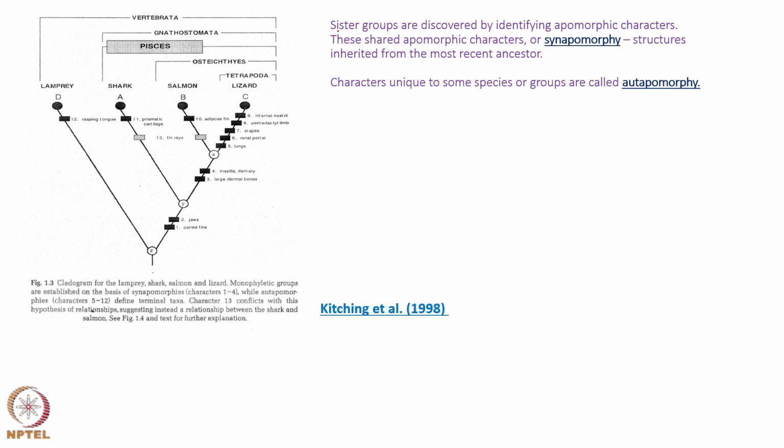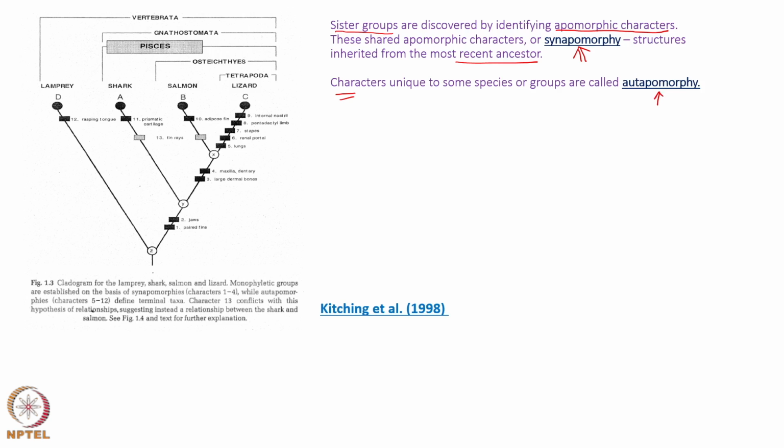So, when we try to find out the sister groups, they are discovered by identifying the apomorphic characters. The shared apomorphic characters are known as the synapomorphy; these are the structures inherited from the most recent ancestor. Characters unique to some species or groups are called the autapomorphy.